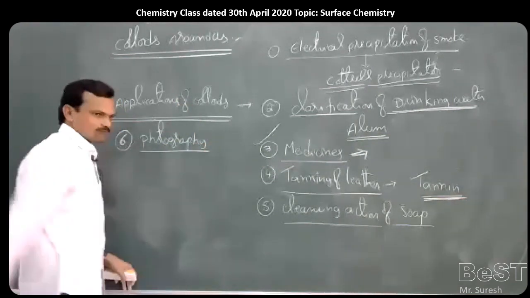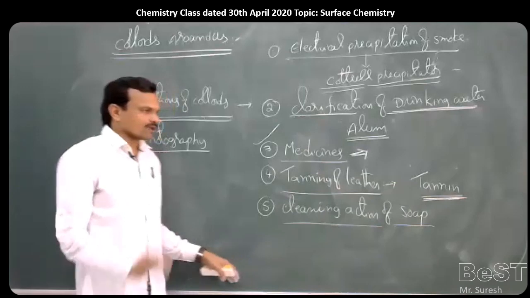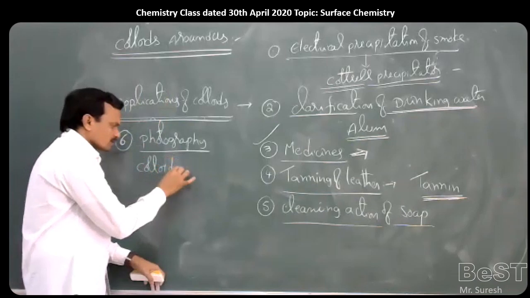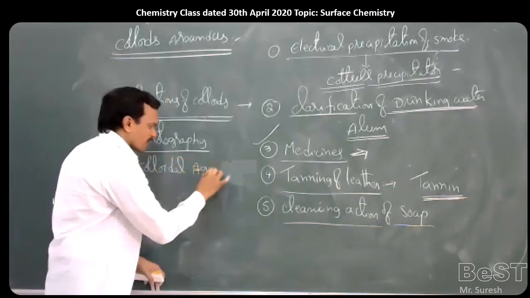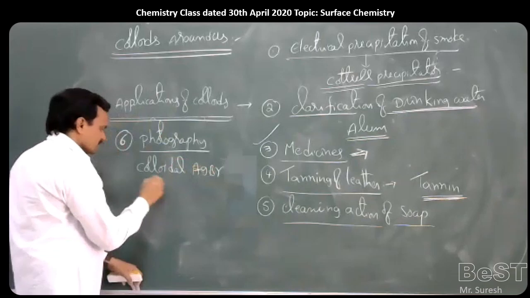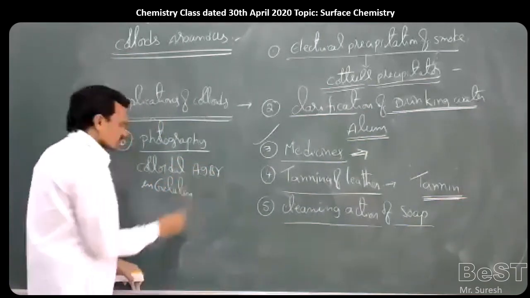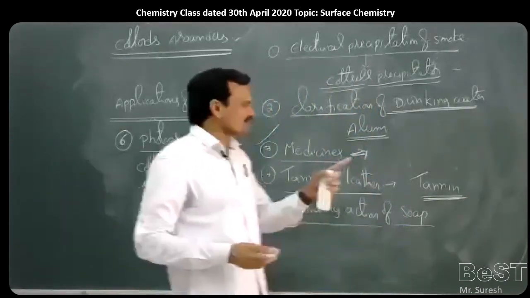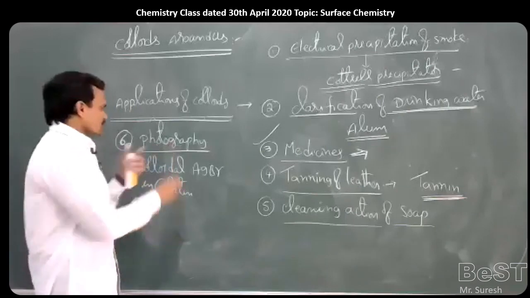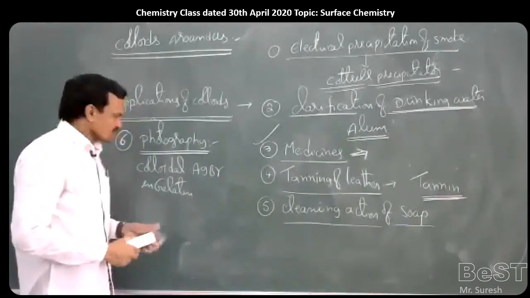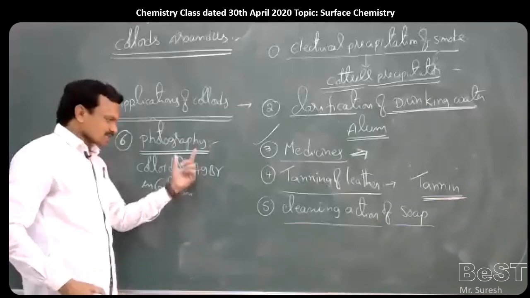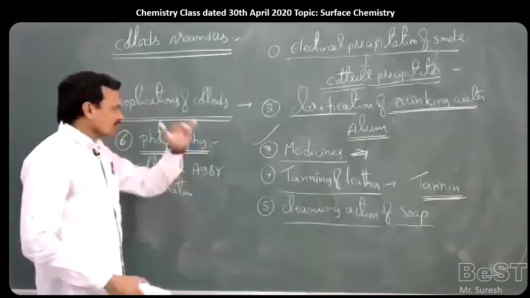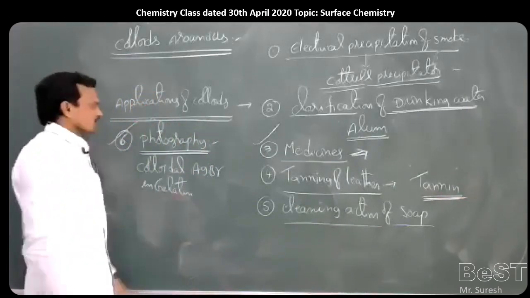Photography. Now in photography, we use a colloidal solution of silver bromide, AgBr, in gelatin. Colloidal silver bromide in gelatin is coated on the surface of either glass or celluloid film, which is used in the photography industry. This silver bromide is a light sensitive material. This colloidal solution is taken in gelatin and applied on the surface of glass or celluloid film, which is used in photography.